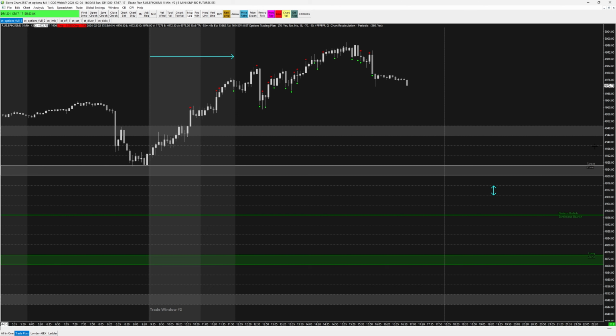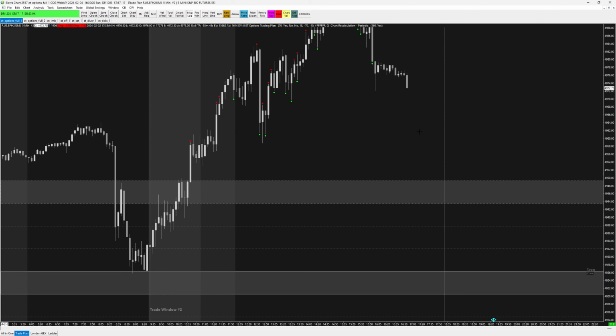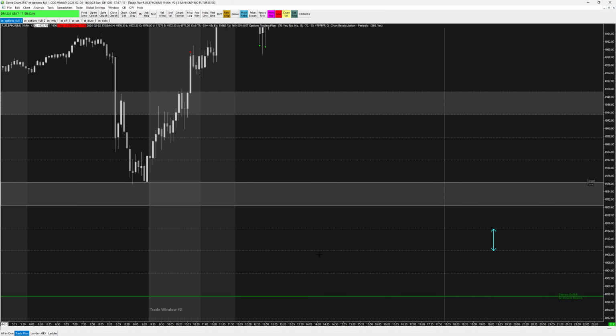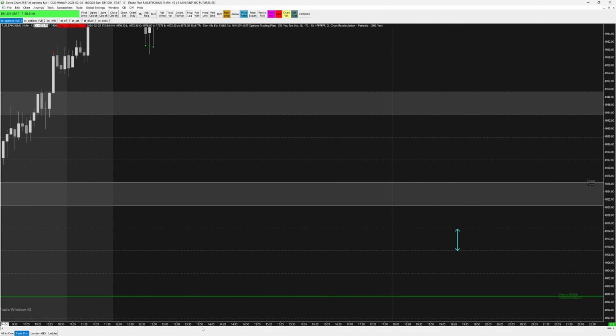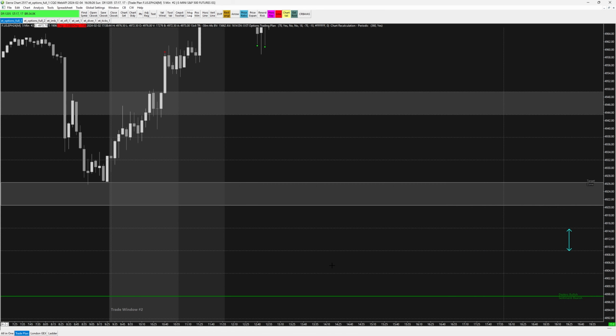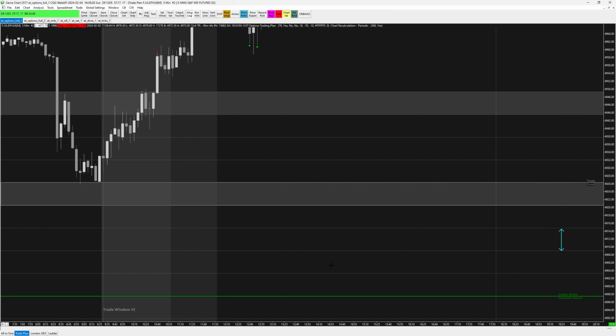So let's zoom in here. We know that we want to buy, right? Because it's green. The dealer's sentiment is bullish. We want to buy. This is the open price. Okay, this is open.